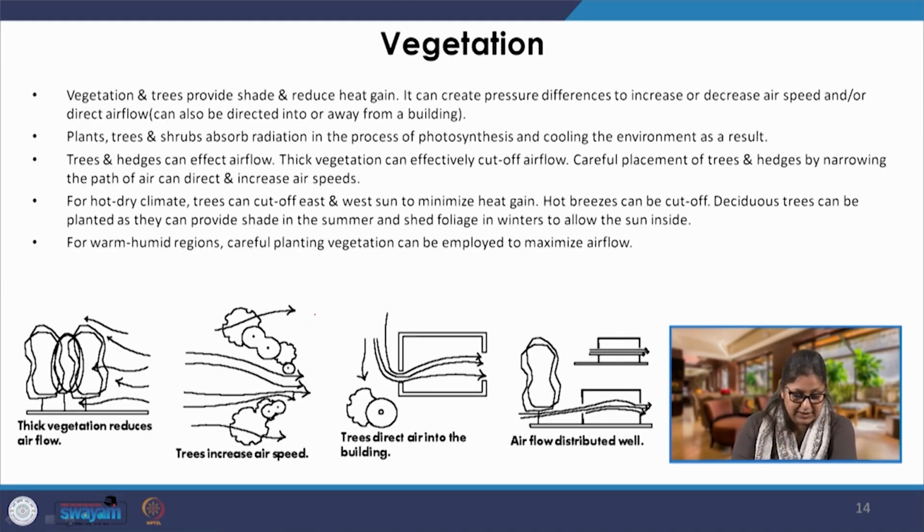So, vegetation can help in reducing or increasing the speed of air. It can help in shading the building, or it could also help in privacy and views. So, these are the factors we take into account when we provide vegetation, but we also have to see the quality of vegetation, that it is associated with increased moisture in the surrounding air. So, we have to see whether we need vegetation or we do not need vegetation for a given climatic context.